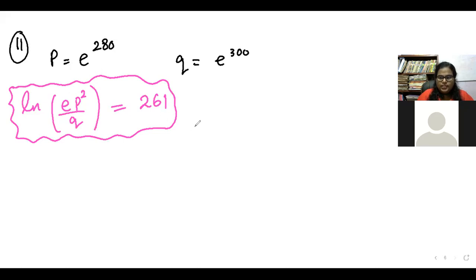There is a relationship like this, by using some log rules we know, right? So we'll take one side of this, that means the left hand side, and we'll show how, by simplifying this left hand side, the answer comes to 261, right? So we can take this as LHS equals ln(e P square divided by Q), right?